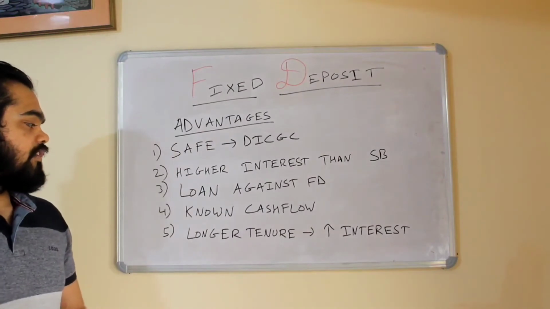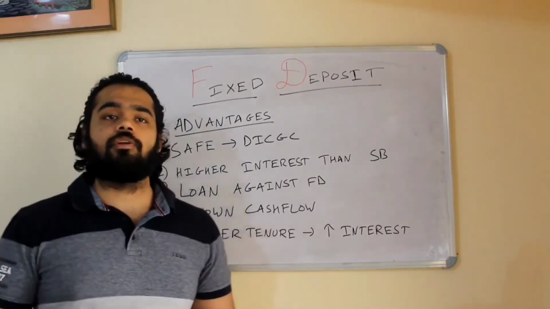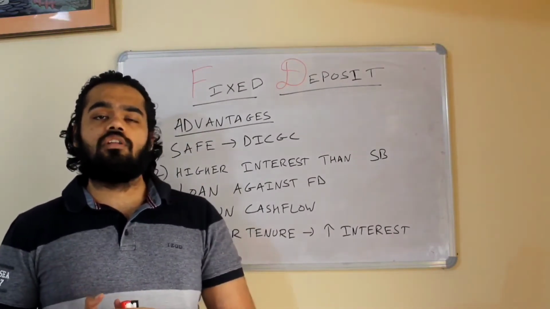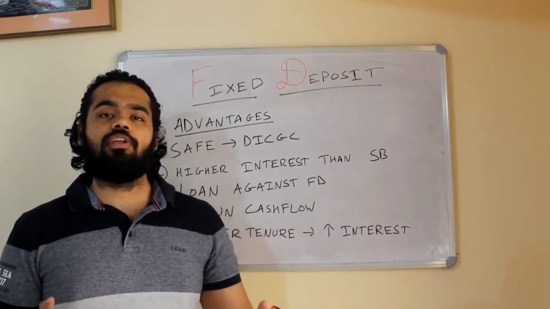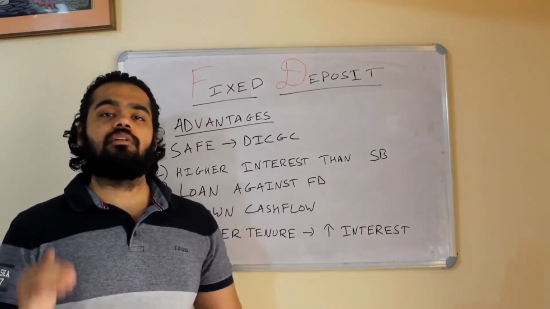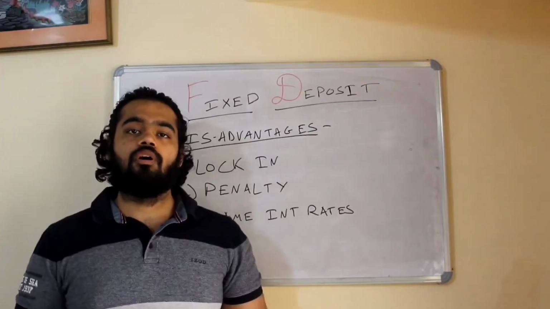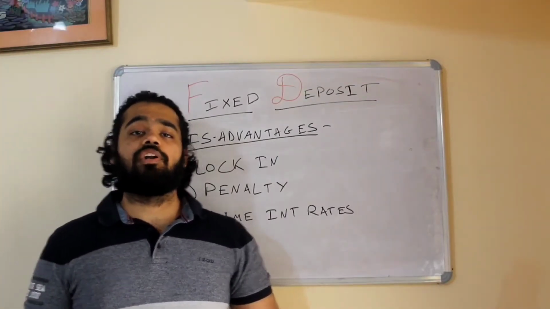And the fifth one is the longer tenure and higher interest rate. The longer the tenure you opt for the FD, the higher the interest rates the bank will offer you. Now, let's discuss some of the disadvantages.